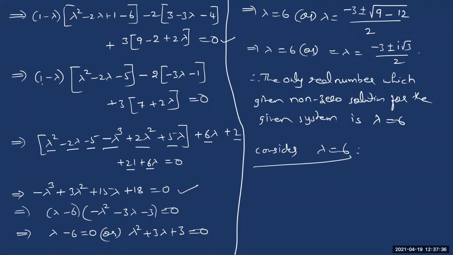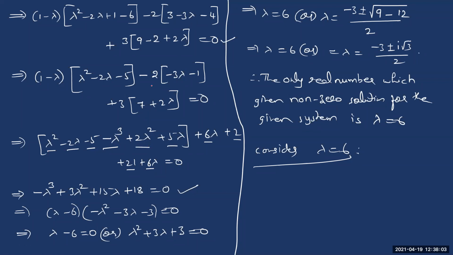Right, I'm multiplying like this. 1 into this: lambda square minus 2 lambda minus 5. So that's what I got: lambda square minus 2 lambda minus 5. 1 into these 3 terms, we'll get these 3. Then minus lambda into lambda square is minus lambda cube. Then minus lambda into minus 2 lambda is plus 2 lambda square. Then minus lambda into minus 5 is 5 lambda. So that's how I'll get all these 3 plus 3, 6 terms.